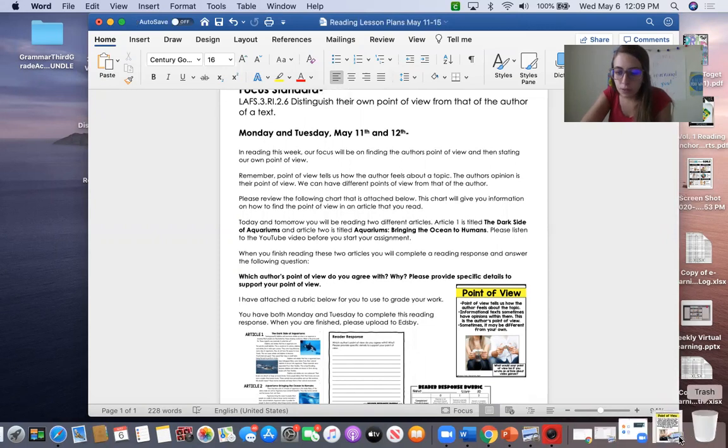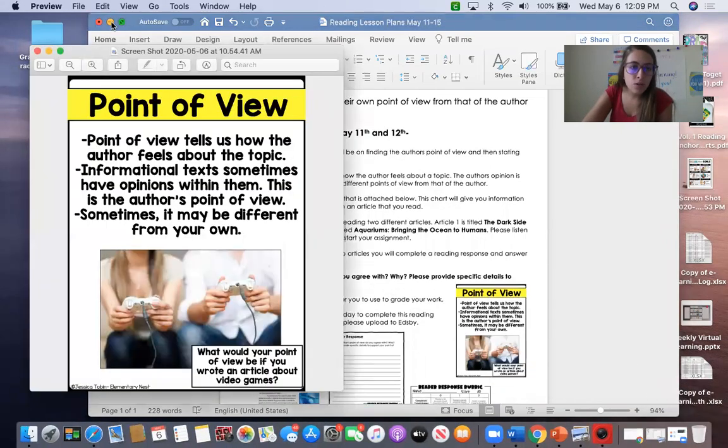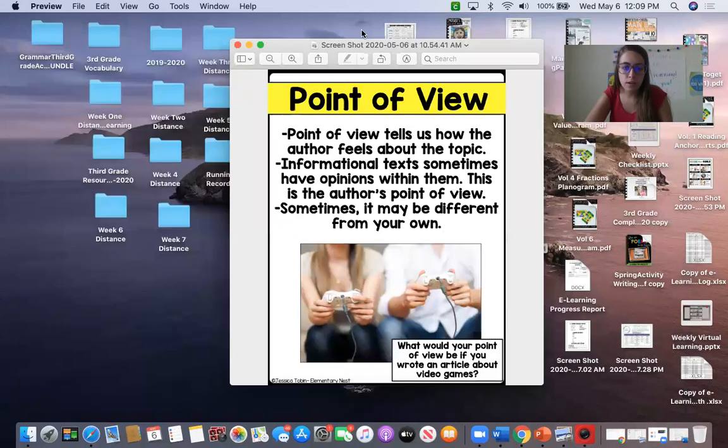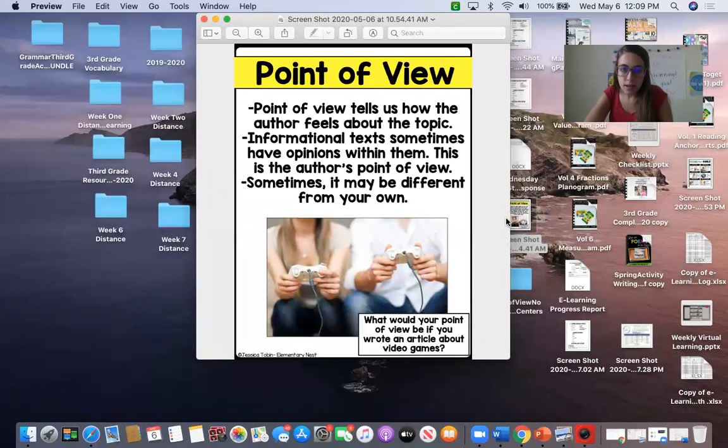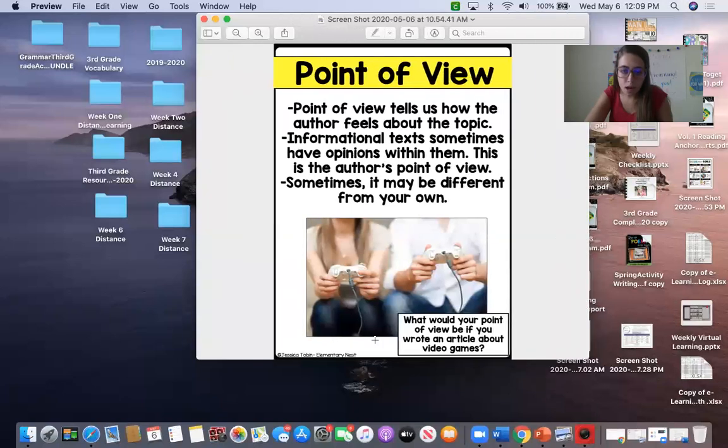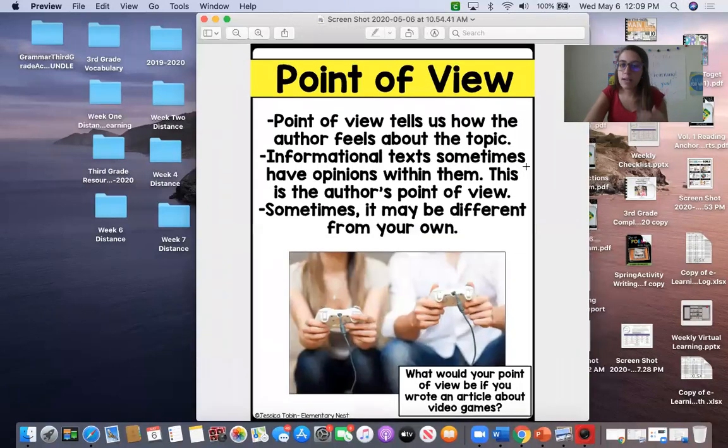So real quick, before we even get started, I want us to review this point of view chart. Point of view tells us how the author feels about a topic. Informational texts sometimes have opinions within them. This is the author's point of view. So when you hear the author's opinion, that is their point of view. Sometimes the point of view may be different than your own point of view.